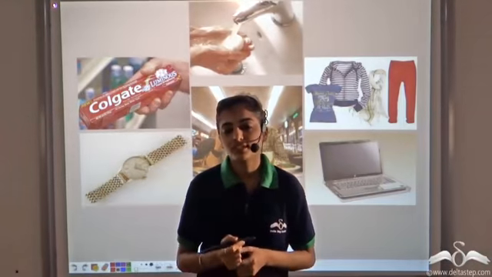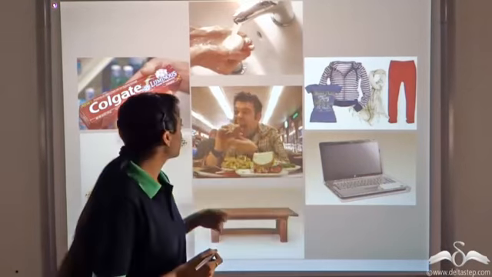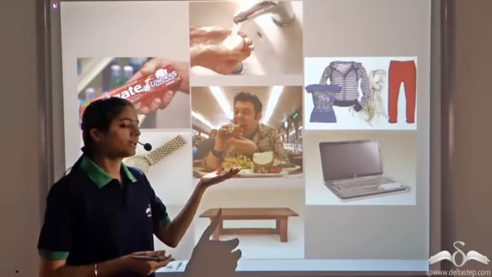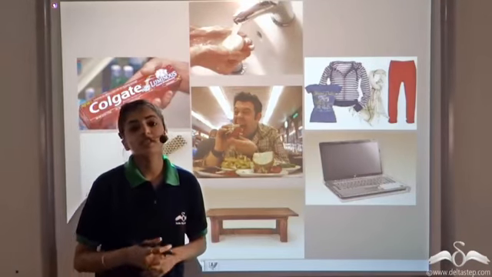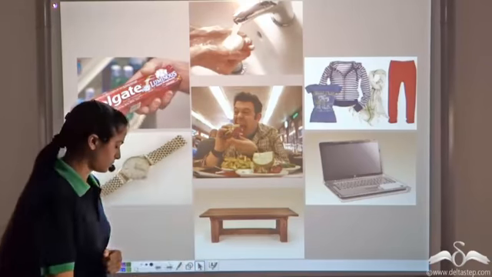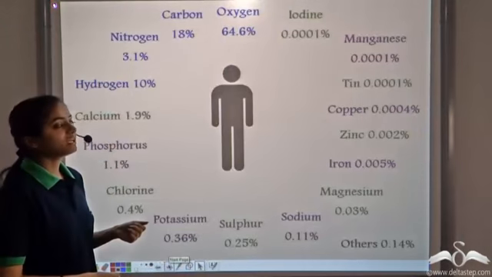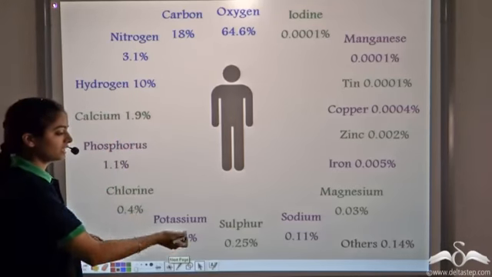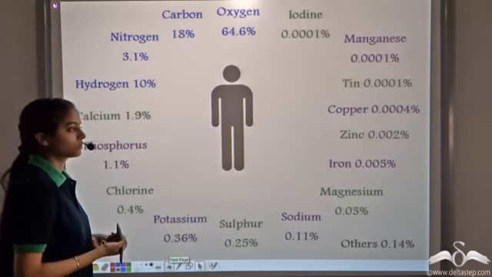118 elements have been discovered so far. Right from the morning when you brush your teeth, to the soap you use, to the clothes you wear, to anything that you eat, everything is made up of these 118 elements, and that includes us also. We are mainly made up of oxygen, carbon, nitrogen, and hydrogen. The remaining elements are present in lesser quantities.